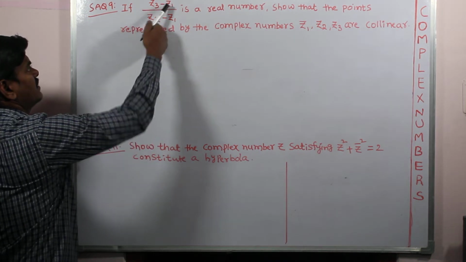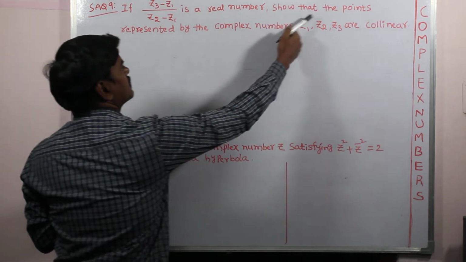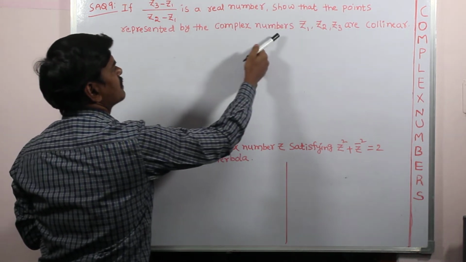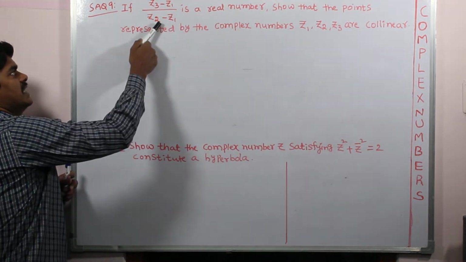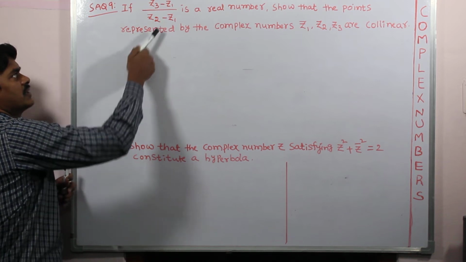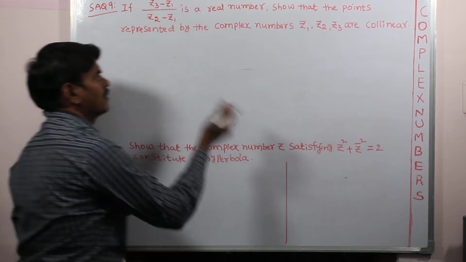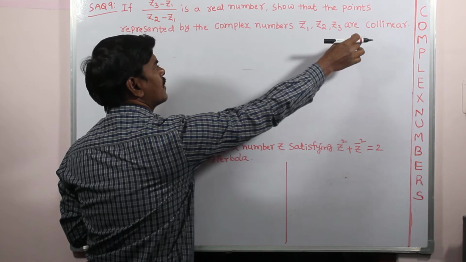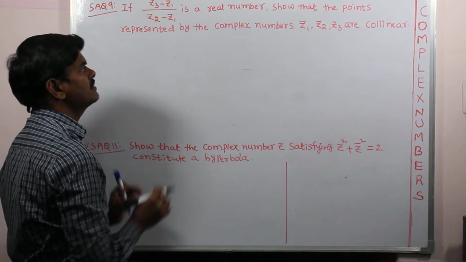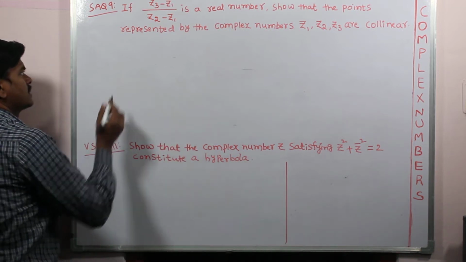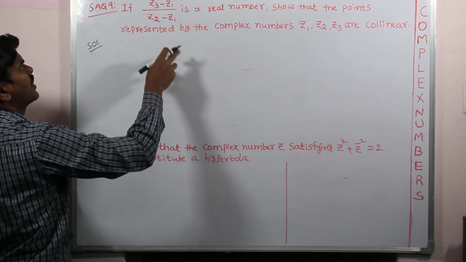If (Z3 minus Z1) by (Z2 minus Z1) is a real number, show that the points represented by the complex numbers Z1, Z2, Z3 are collinear. So by taking this condition, at last we have to prove that Z1, Z2, Z3 are collinear. Collinear means the points which lie on the same line. Okay, so let's start the solution by taking the given information.